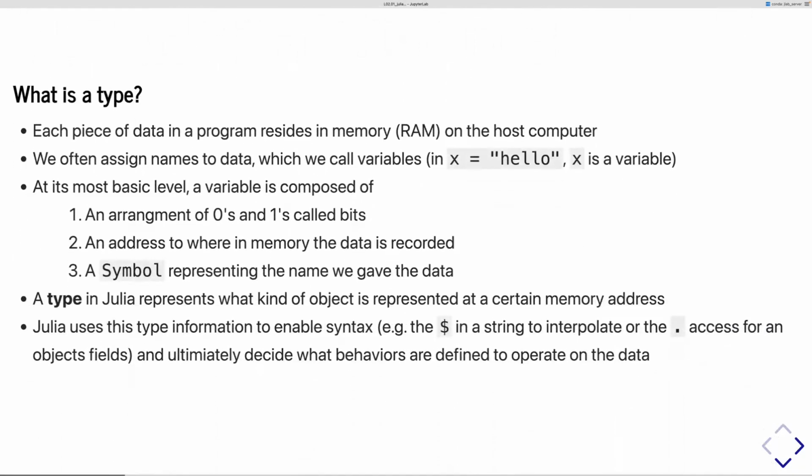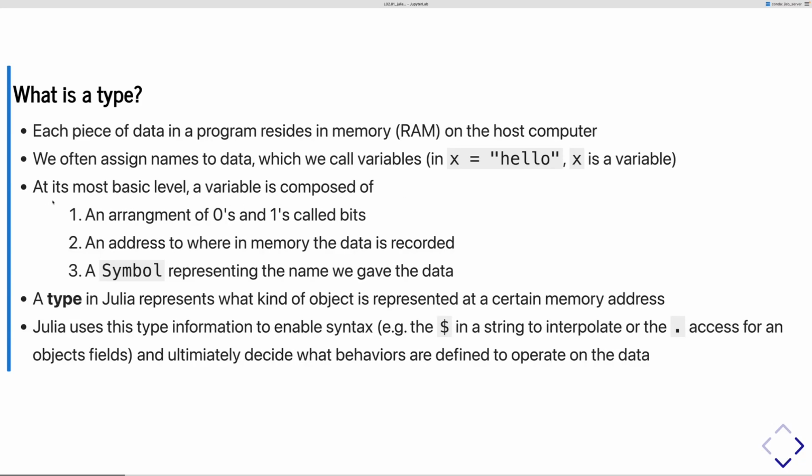So let's talk for a minute about what we mean when we say the word type. Each piece of data in our program, once it's defined and ready to be used, is typically going to reside in our computer's memory or RAM, on whatever machine happens to be running our Julia session. Now, it's convenient for us to assign a name to that data, and in that case, we'd call it a variable. So, for example, if we have the statement x equals the string hello, we'd call x a variable.